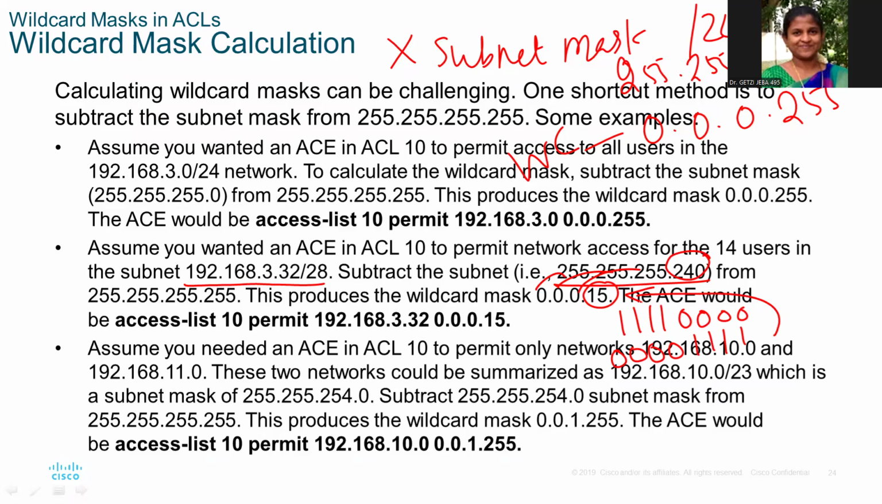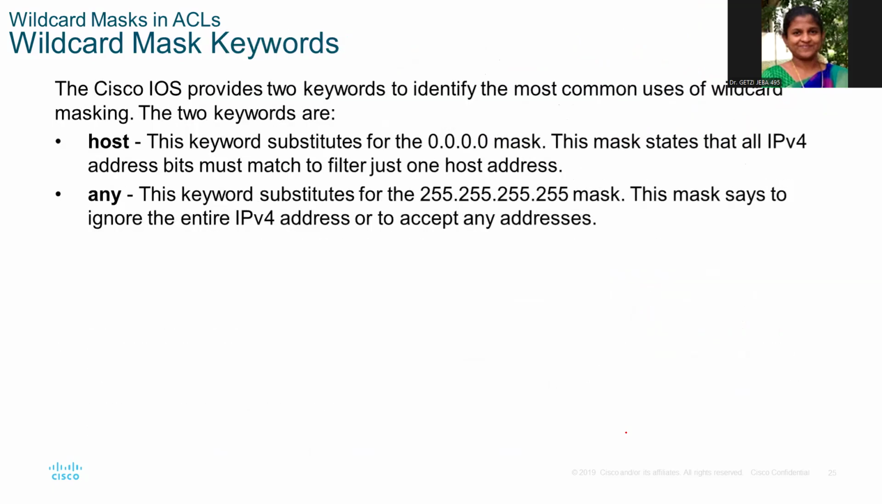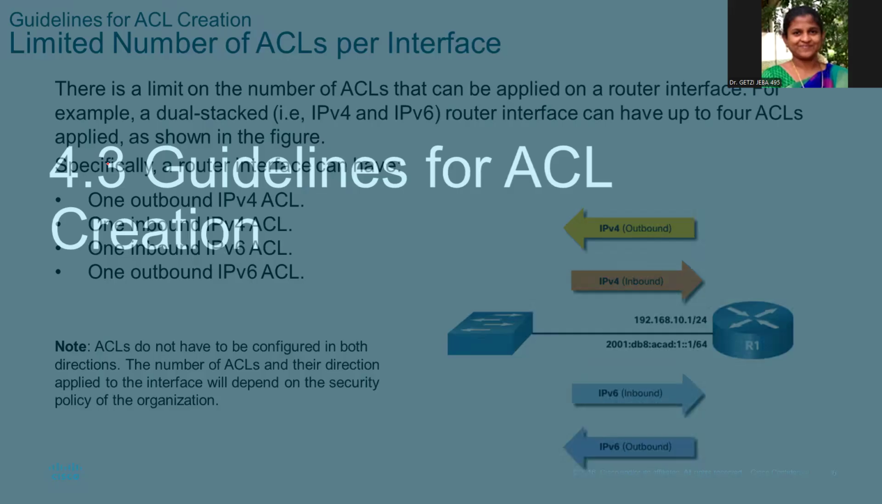Similarly, in this case, /23 means the subnet mask is 255.255.254.0. The opposite, the wildcard mask, is 0.0.1.255. So if we know the subnet mask, we can arrive exactly at the wildcard mask, which we have to apply for the ACL. There are two keywords: one is host, the other is any. Host substitutes for the address with wildcard mask 0.0.0.0, and any substitutes for 0.0.0.0 255.255.255.255.